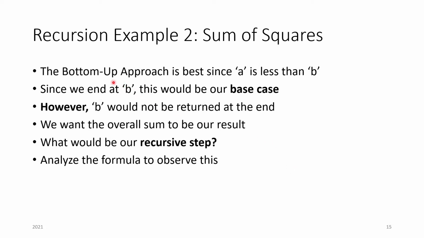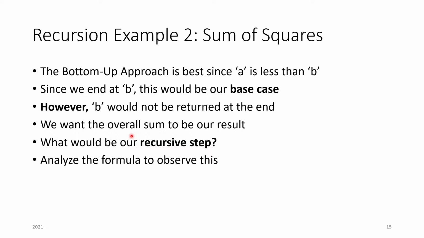Because we're going to be ending at b using the bottom-up approach, this is actually going to be our base case. However, when we compare it to our factorial that we just observed, we also observed what was going to be our changing conditions and so forth, and we saw that the last thing was that we returned 1. But in this particular case, we're not going to be returning b at the end, even if we do observe those patterns. What we need to find out is what's going to be our overall sum, and we need to return this as our result.